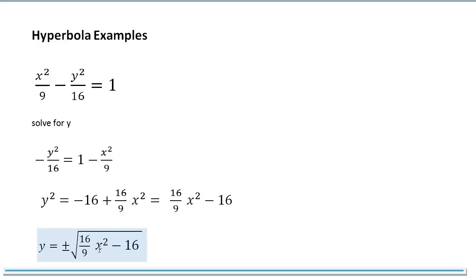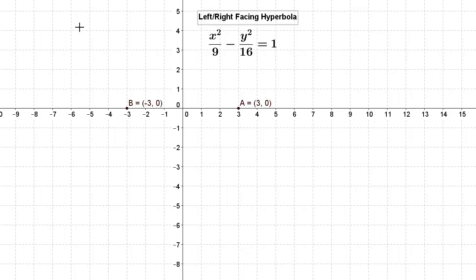3 squared is 9. So if we get 3 in for x, this part will become 16, and this whole thing will go to 0. So we know that the point 3, 0, and oh, by the way, negative 3, 0 are important to this hyperbola. And the hyperbola is going to be left and right facing from there.